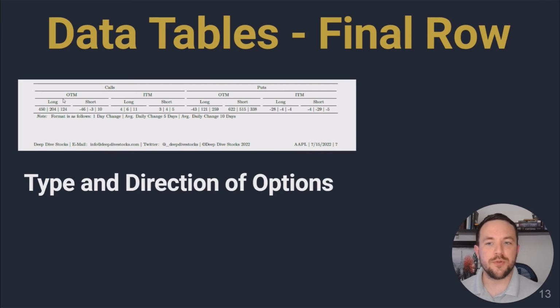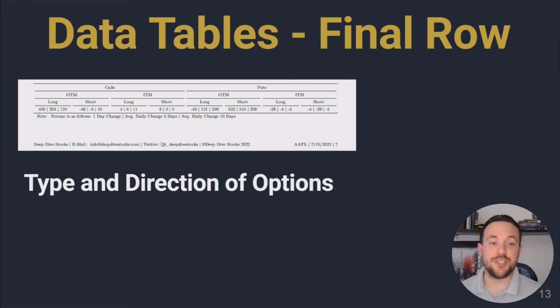And we have 3 numbers listed under each category of options. The first number is the percent change from the day prior. The second number is the average daily change over the past 5 days. And the third number is the average daily change over the past 10 days. Sorry, I had to think about that, even though it's right here.